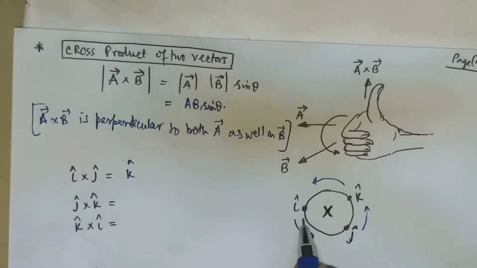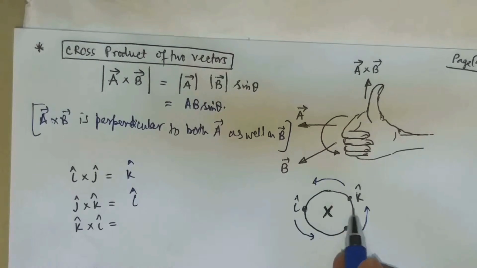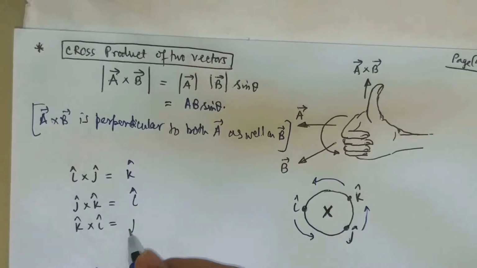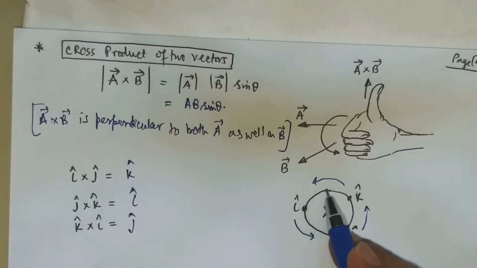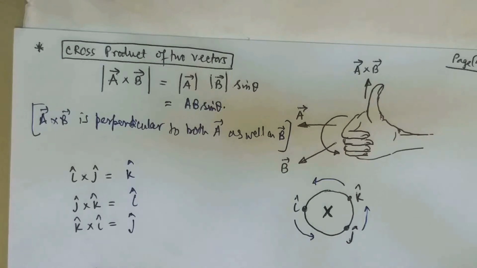So remember like this: I cross J is equal to K, J cross K is equal to I and K cross I is equal to J. If you rotate in the reverse direction, it will be negative. For example, I cross K will be minus J, J cross I will be minus K, like that.